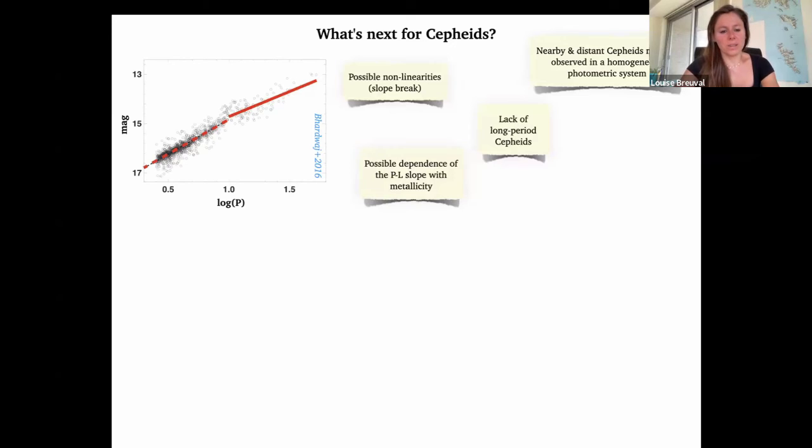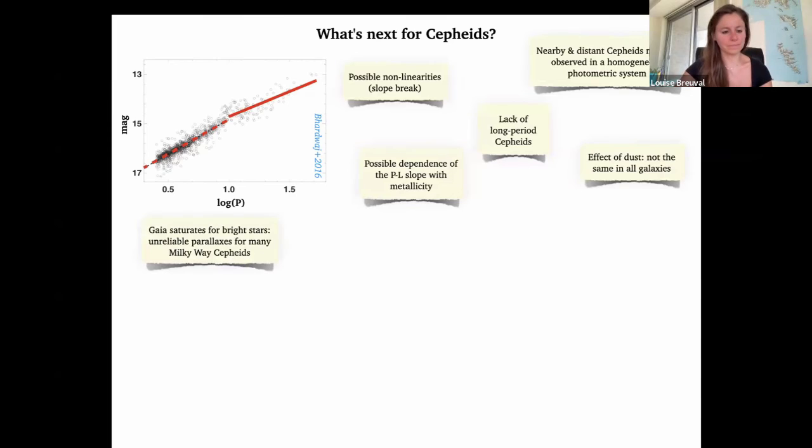So if you want to use a space telescope, then you have to consistently apply for time and get as many galaxies as you can. We need to understand the effect of dust. Dust is not the same in all galaxies. In the Milky Way, as I said, Gaia is saturated for bright stars and unfortunately for many Cepheids.